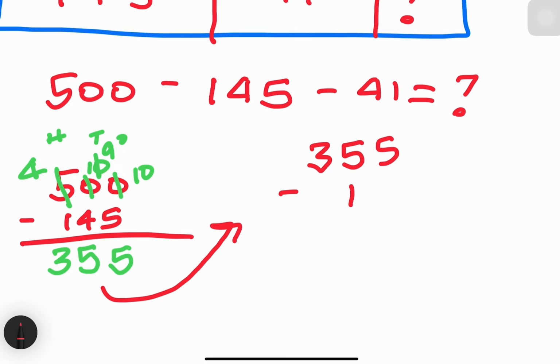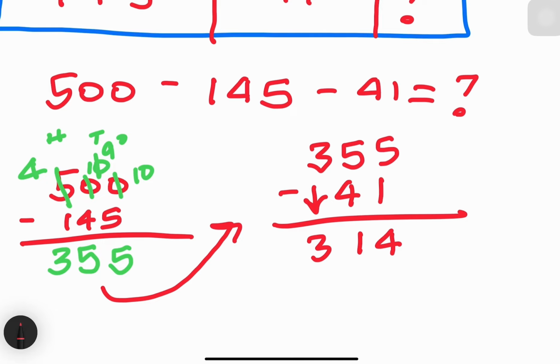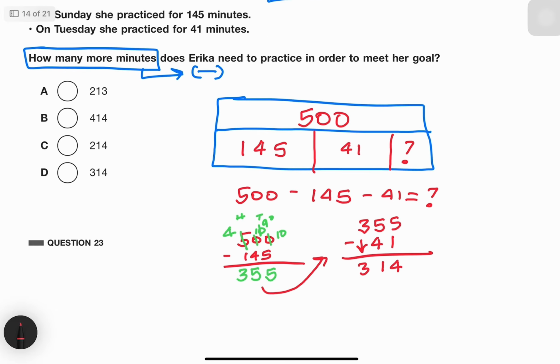Now I have 5 minus 1, which makes 4. I have 5 minus 4, which makes 1, and I have 3 minus nothing, which makes 3. So here I used a representational model to solve my problem, and I used subtraction with double zeros. So in this case, the answer is going to be D, 314, and that's going to be my missing part here.